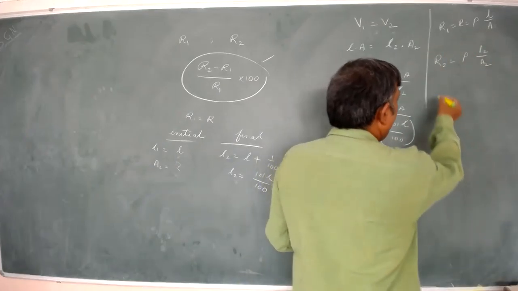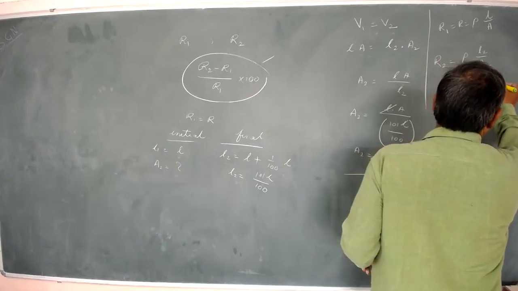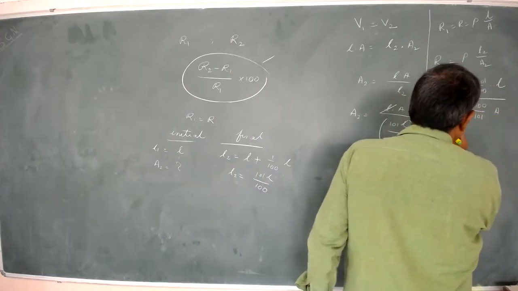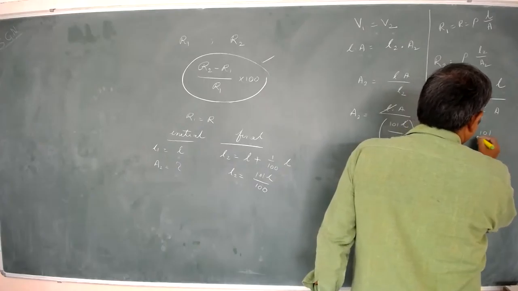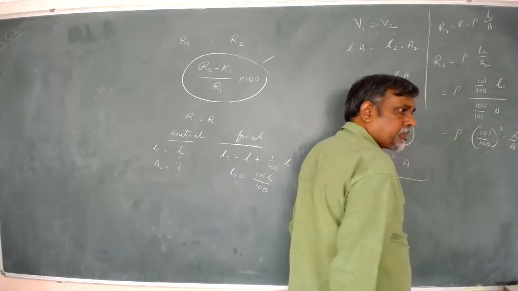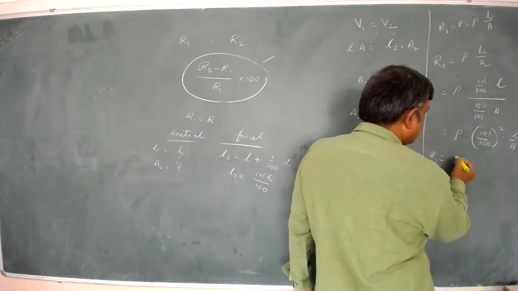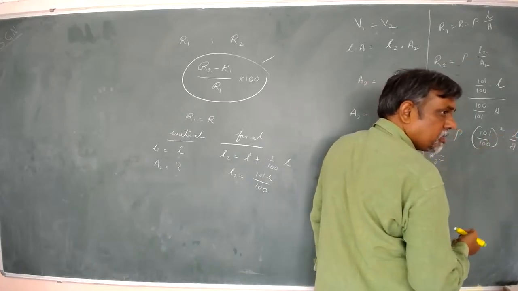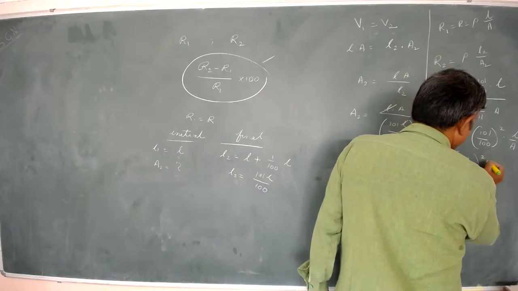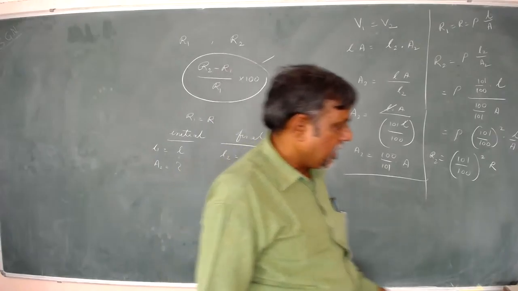Now, what is L2 over here? Rho into 101 by 100 into L, divided by A2, which is 100 by 101 into A. So this is rho into (101 by 100) whole square into L by A. Rho into L by A is the initial resistance R. So R2 is 101 by 100 whole square into R.